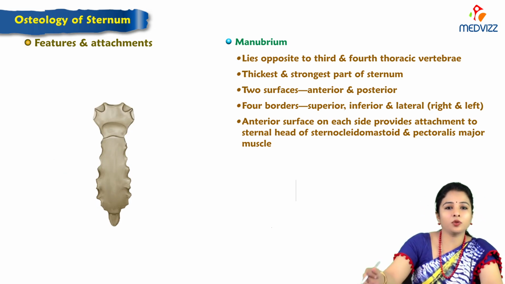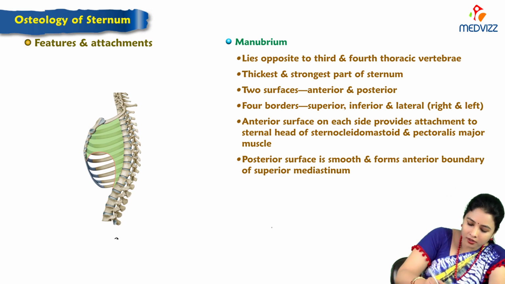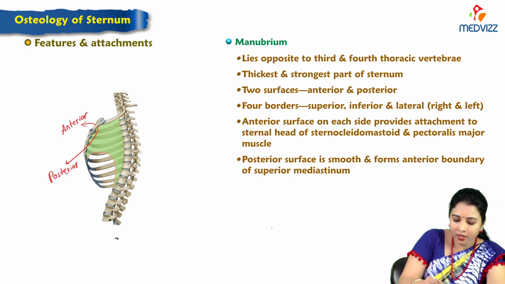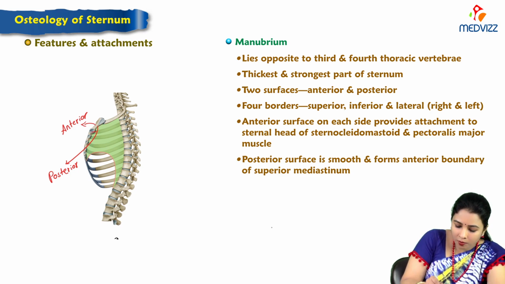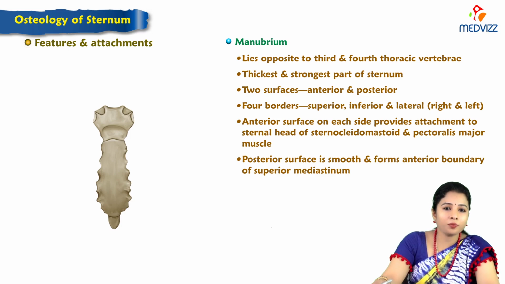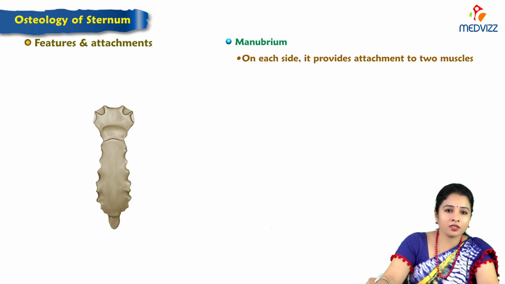And here is the image of the posterior surface of the sternum. The posterior surface of the manubrium is smooth and forms the anterior boundary of the superior mediastinum. Here we can see this is the anterior surface of the sternum, and here is the posterior surface, and we can appreciate that the posterior surface forms the anterior boundary of the superior mediastinum. Let's see the attachments on the posterior surface. On each side, the manubrium provides attachment to two muscles, sternohyoid and sternothyroid.